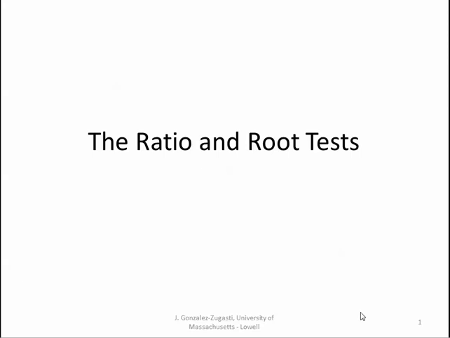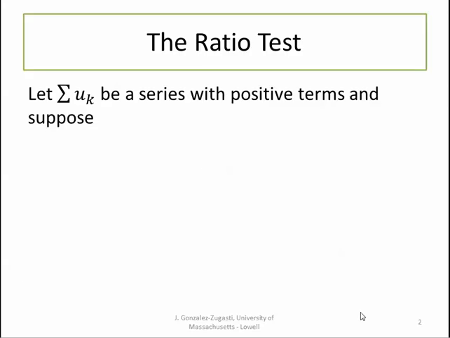The ratio and root tests. Okay, so again, these are both convergence tests for series with positive terms. So let u sub k be a series with positive terms, and suppose the limit as k goes to infinity of our k plus first term divided by our kth term is equal to rho.